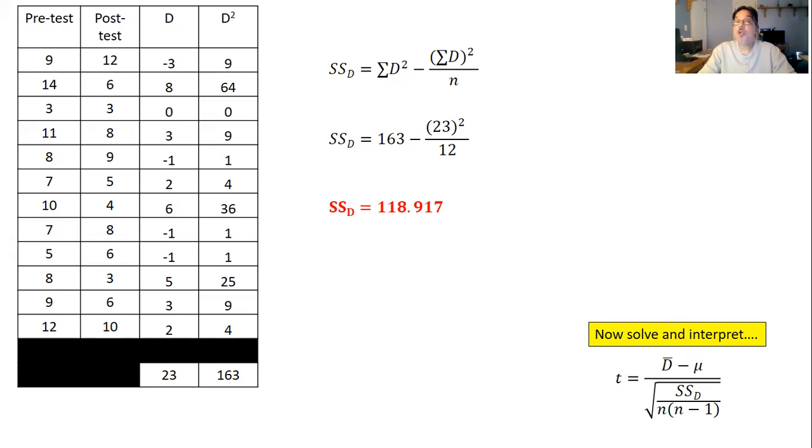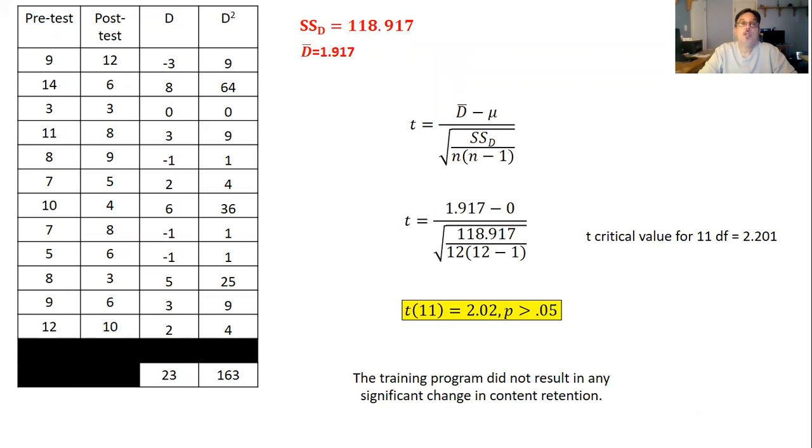So if you haven't done so, also solve for T and interpret this. Remember, our question is, were students getting better or worse? Total number of scores possible were 15. What happens? Okay, so pause, solve, interpret, come back. Okay, so the mean of this was 1.917.